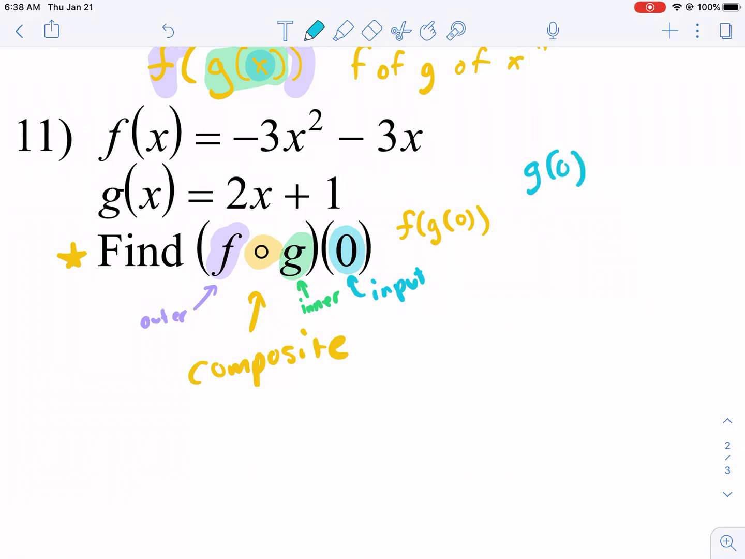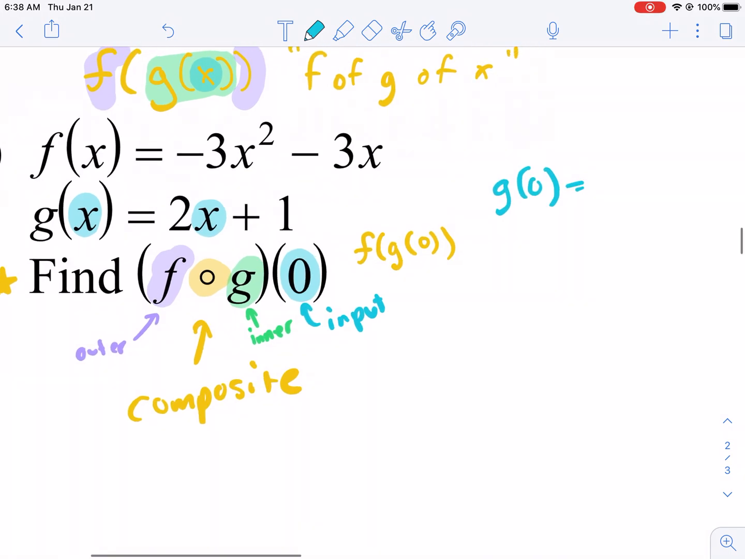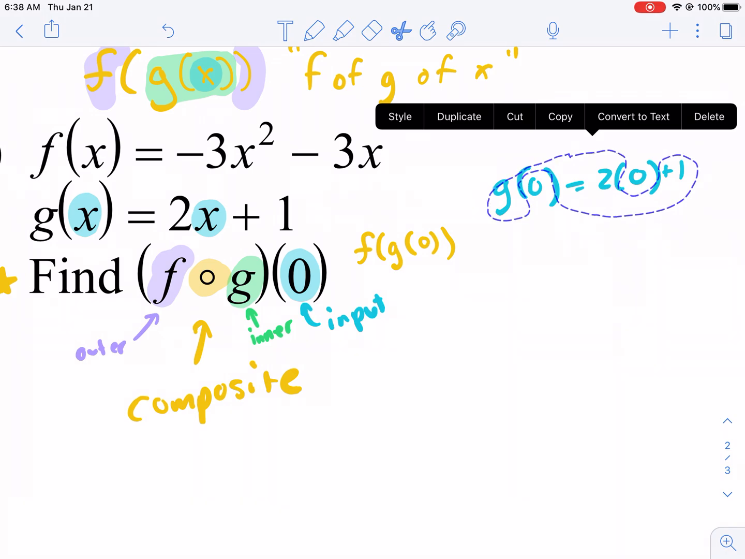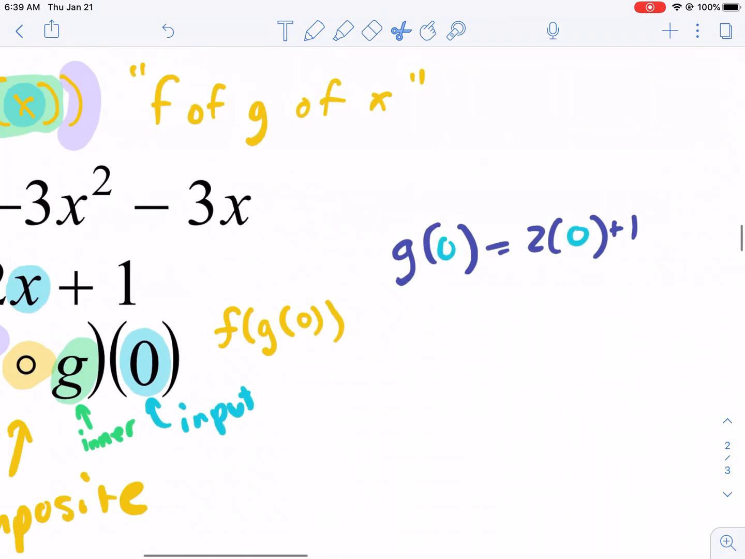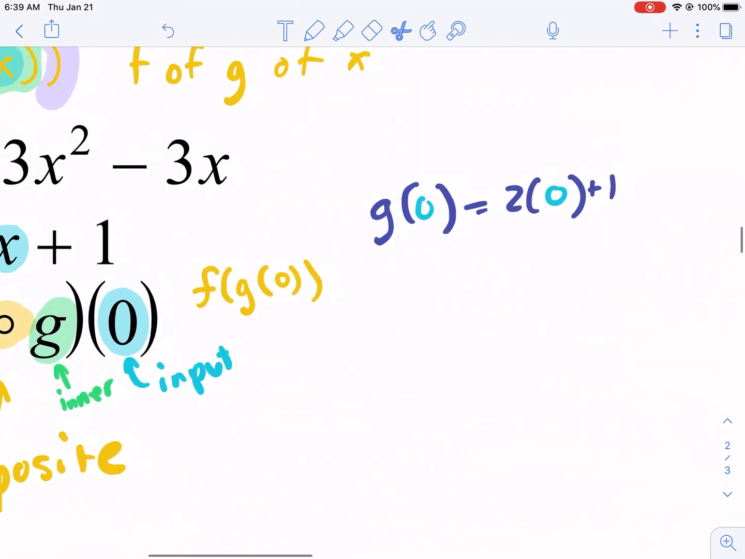All we would do is input 0 anywhere we see x in our g function. So there we see x and there we see x. And then we're just evaluating, that means trying to solve, for the function. So if I do that here, I'm going to change the color of everything around it. Make this dark blue, okay? So you can see I inputted that 0 everywhere I saw x in that function.